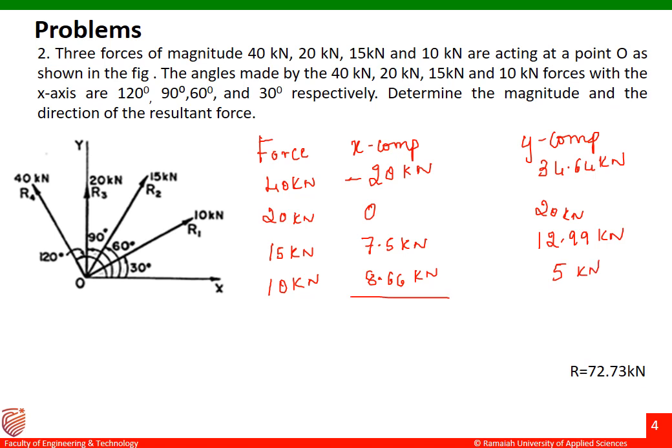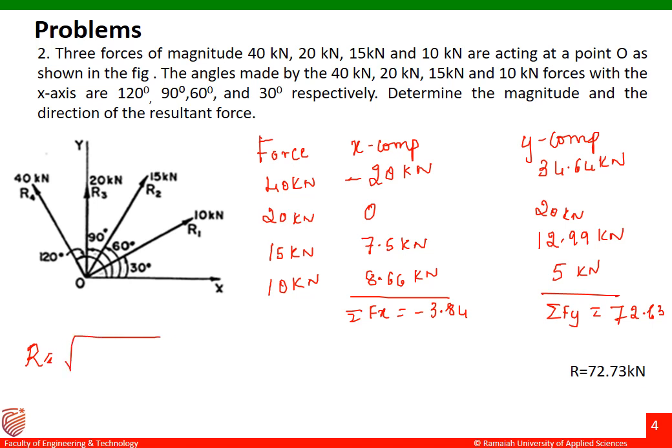Let us find summation of Fx and summation of Fy. Okay, so summation of Fx is minus 20 plus 7.5 plus 8.66. We are going to get the answer as minus 3.84. So coming to summation Fy, it is 34.64 plus 20 plus 12.99 plus 5 kilonewton. So the answer for this is 72.63 kilonewton.